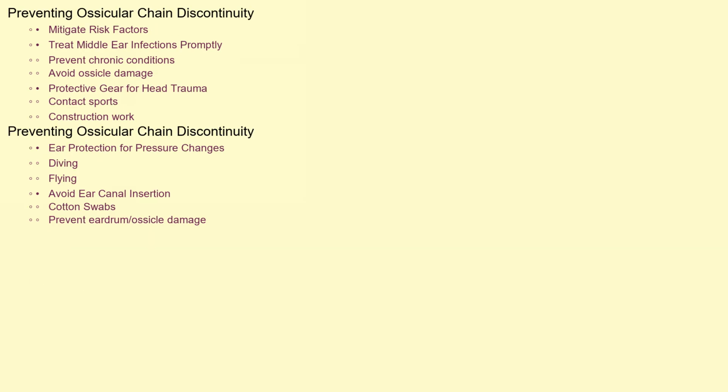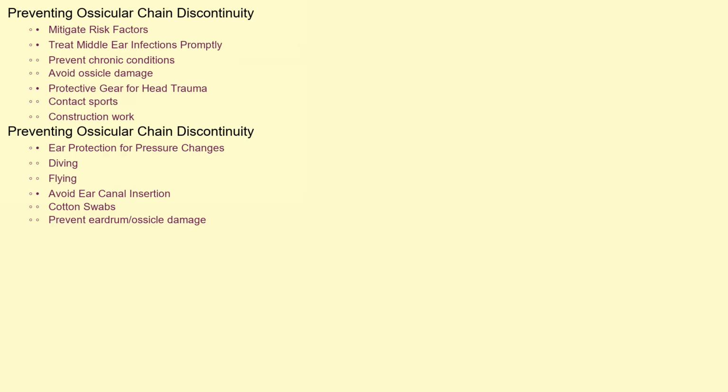Preventing ossicular chain discontinuity largely focuses on mitigating the risk factors. Prompt and effective treatment of middle ear infections can prevent them from progressing to chronic conditions that damage the ossicles. Wearing appropriate protective gear during activities that carry a risk of head trauma, such as contact sports or construction work, is crucial.